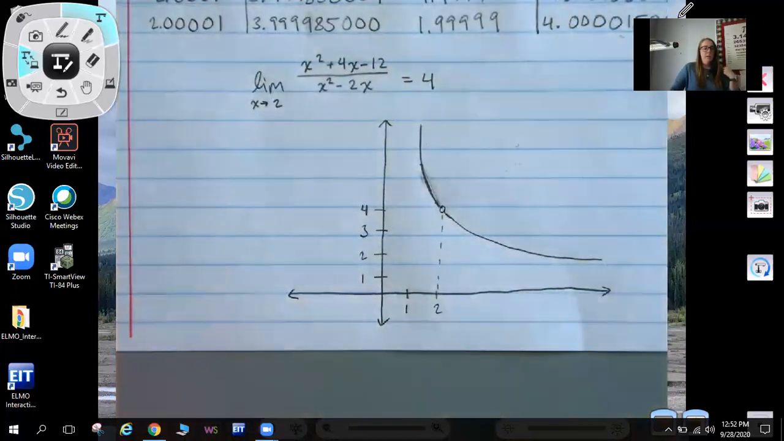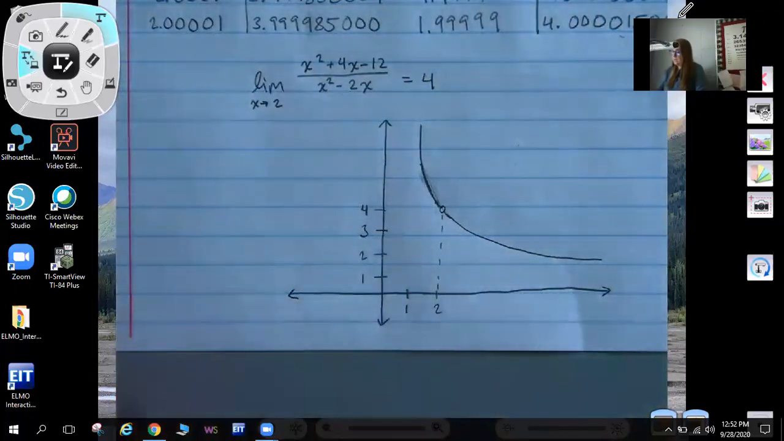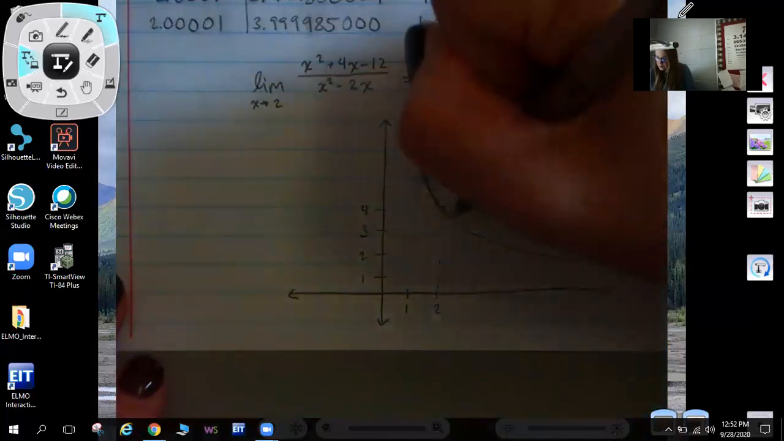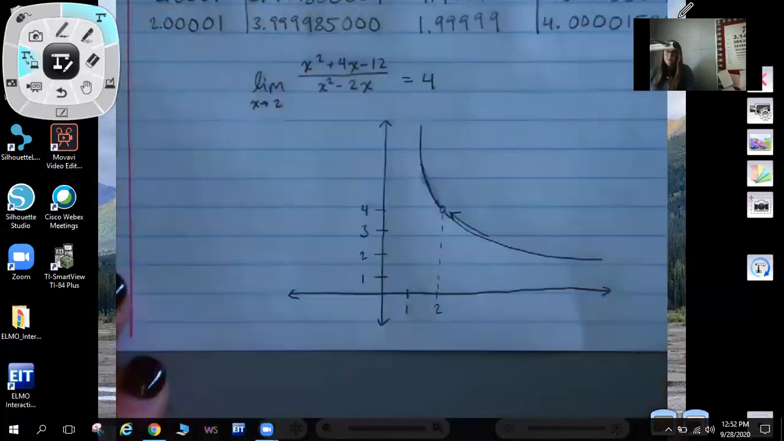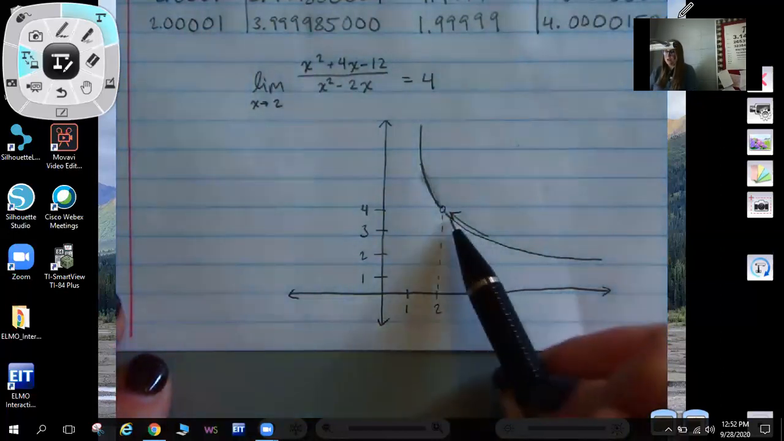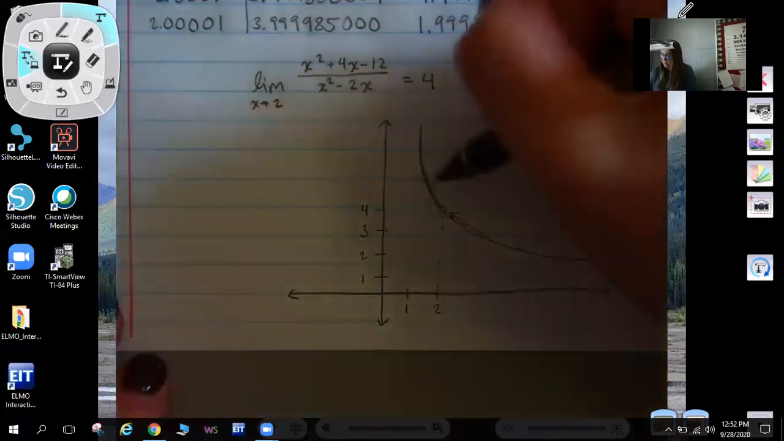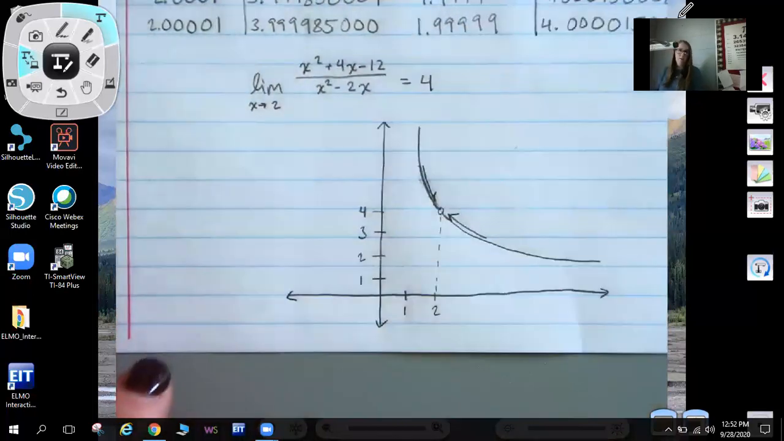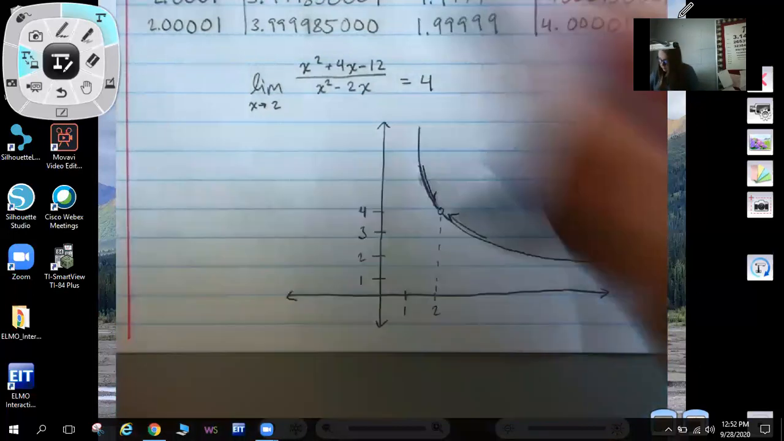So as we were plugging in our x values into the function, we plugged in numbers on the right side of 2 that got closer and closer to 2. So we started at 2.5 and got closer and closer to 2. Then we started at 1.5 and got closer and closer to 2. That's supposed to be an arrow.